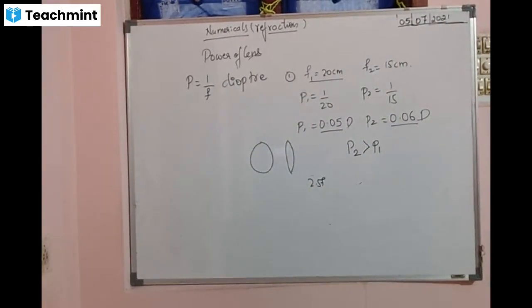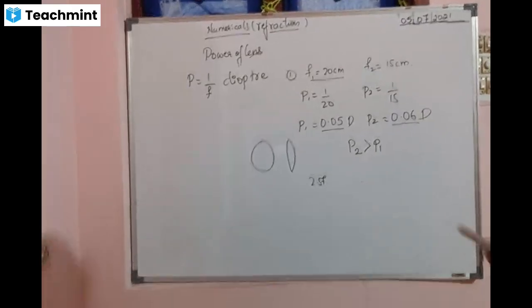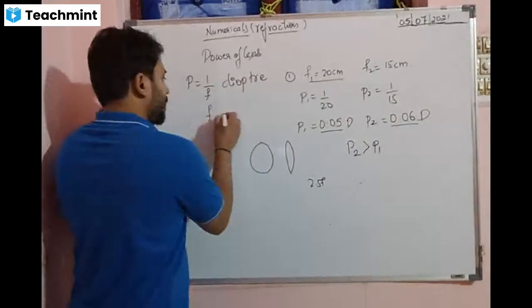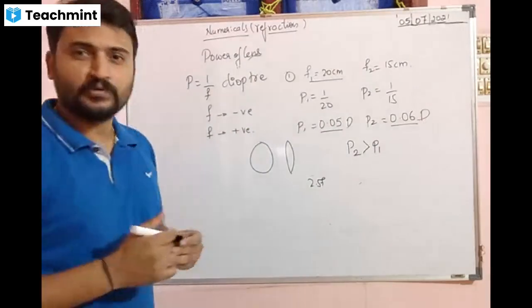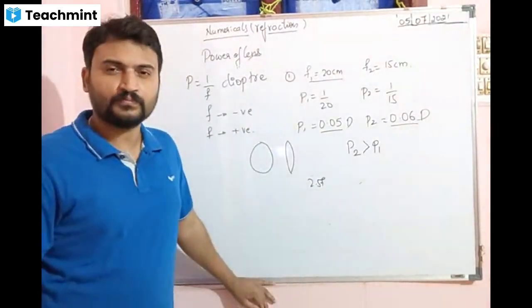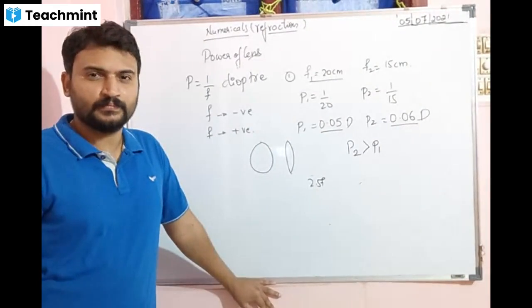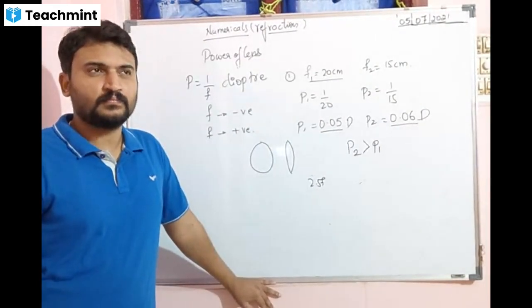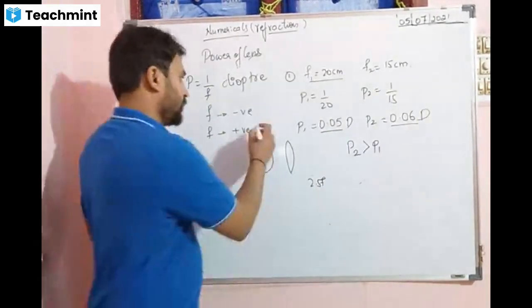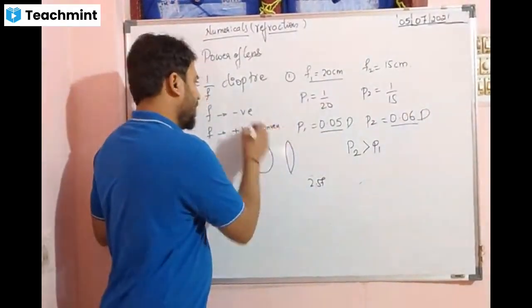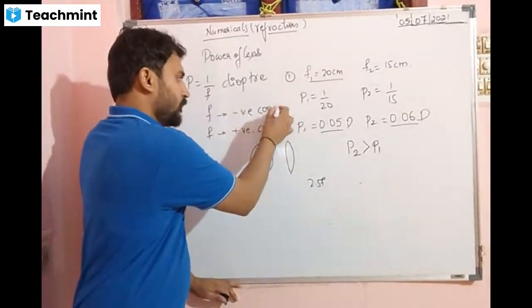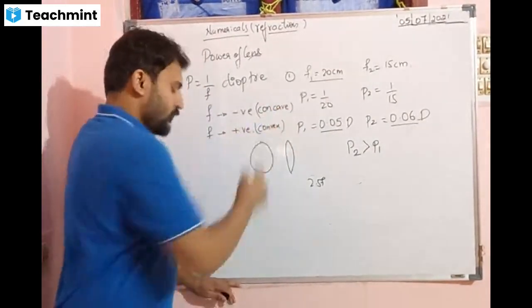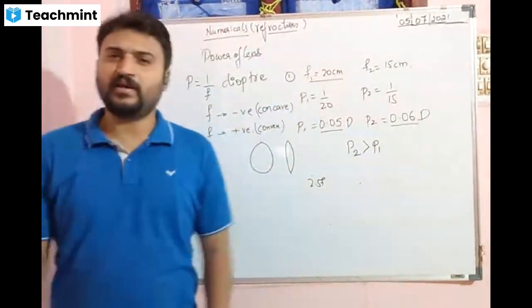Okay, so when you go to the focal length, tell me: f negative, f positive. F positive was for which lens? Convex. F negative? Concave.